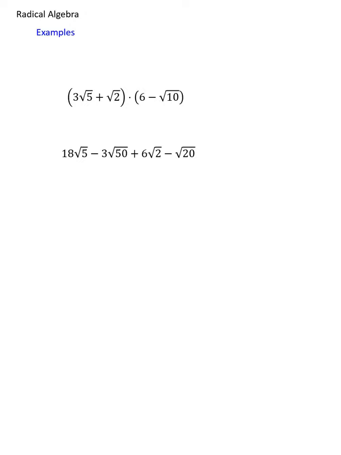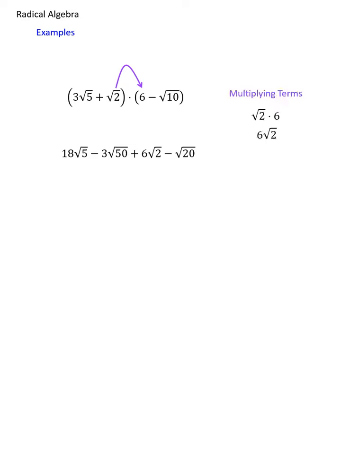Now this turns out to be the next line. Let me explain each of these step by step. First, I multiplied the first term by the first term. You can pause for details. And that gave me 18 radical 5. Then I multiplied the outer terms. Pause for details. That gave me 3 radical 50.